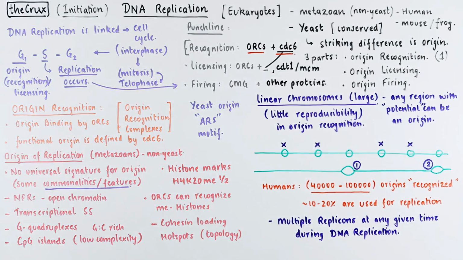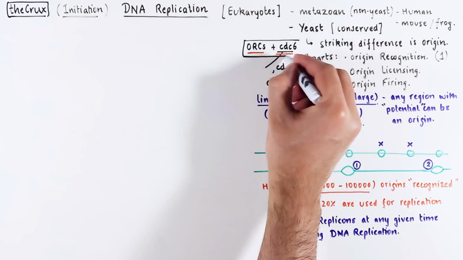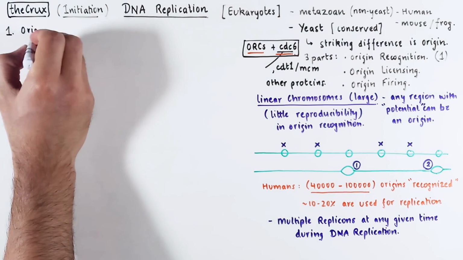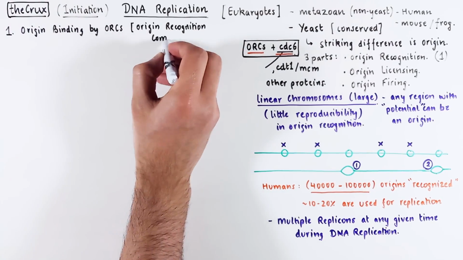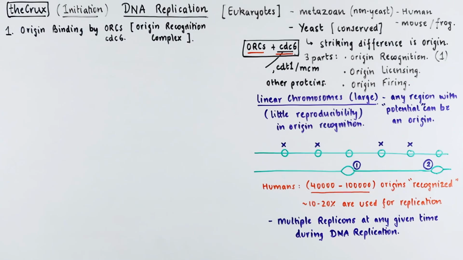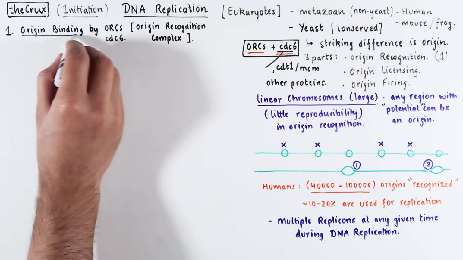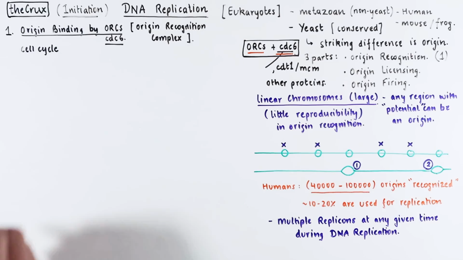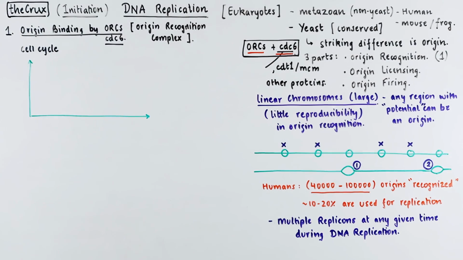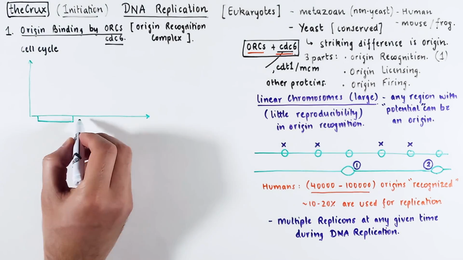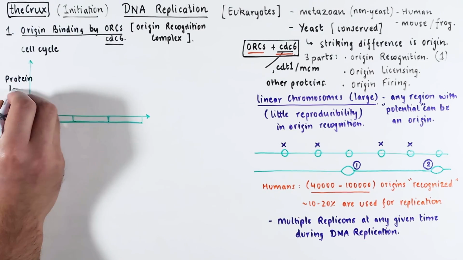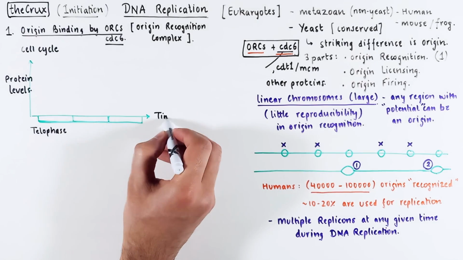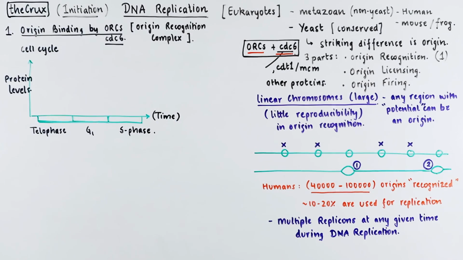Now let's get into the ORC and cdc6 and understand how origin binding and recognition is done, primarily by ORCs, and then later cdc6 joins the ORCs. Since all of this is connected to the cell cycle, let me give you some intuitive idea on how this plays out during the cell cycle. In this plot, we will look at protein levels of ORCs and cdc6 in the telophase, G1 phase, and the S phase. That means the cell exits from mitosis and enters the interphase.